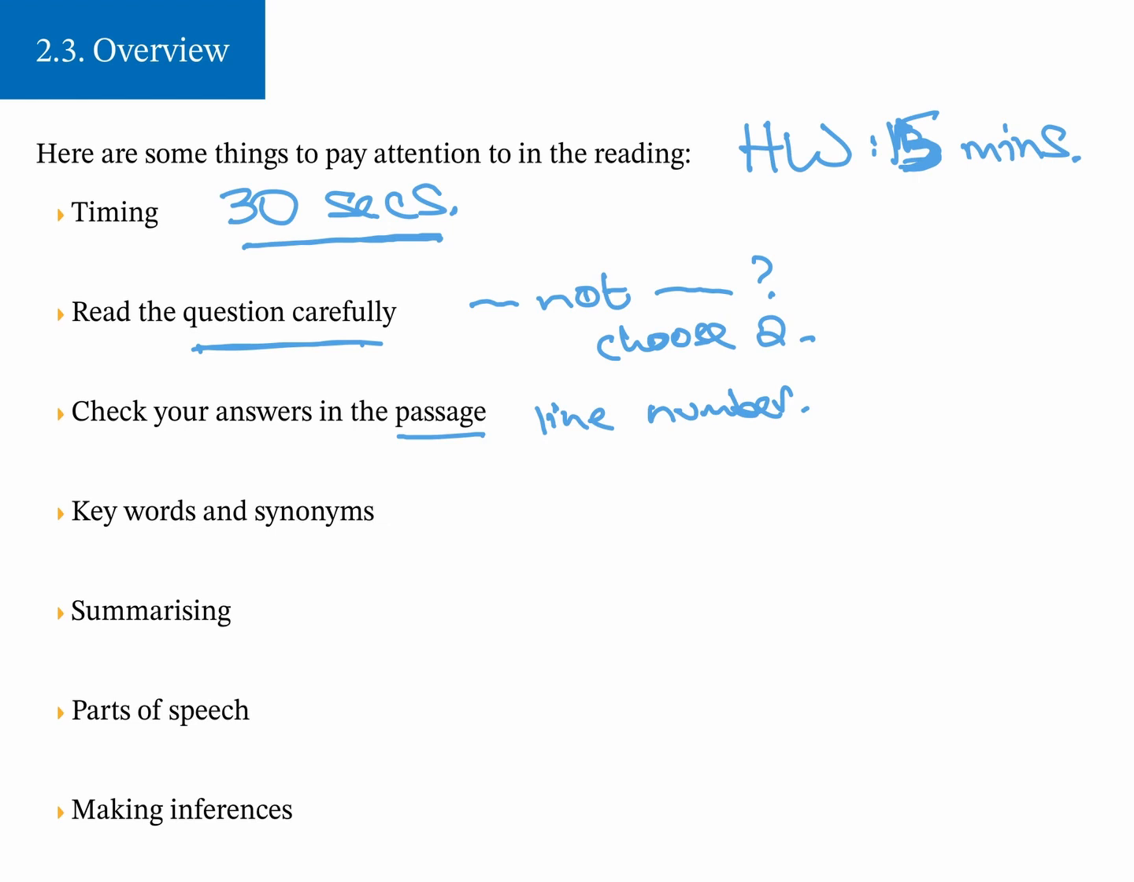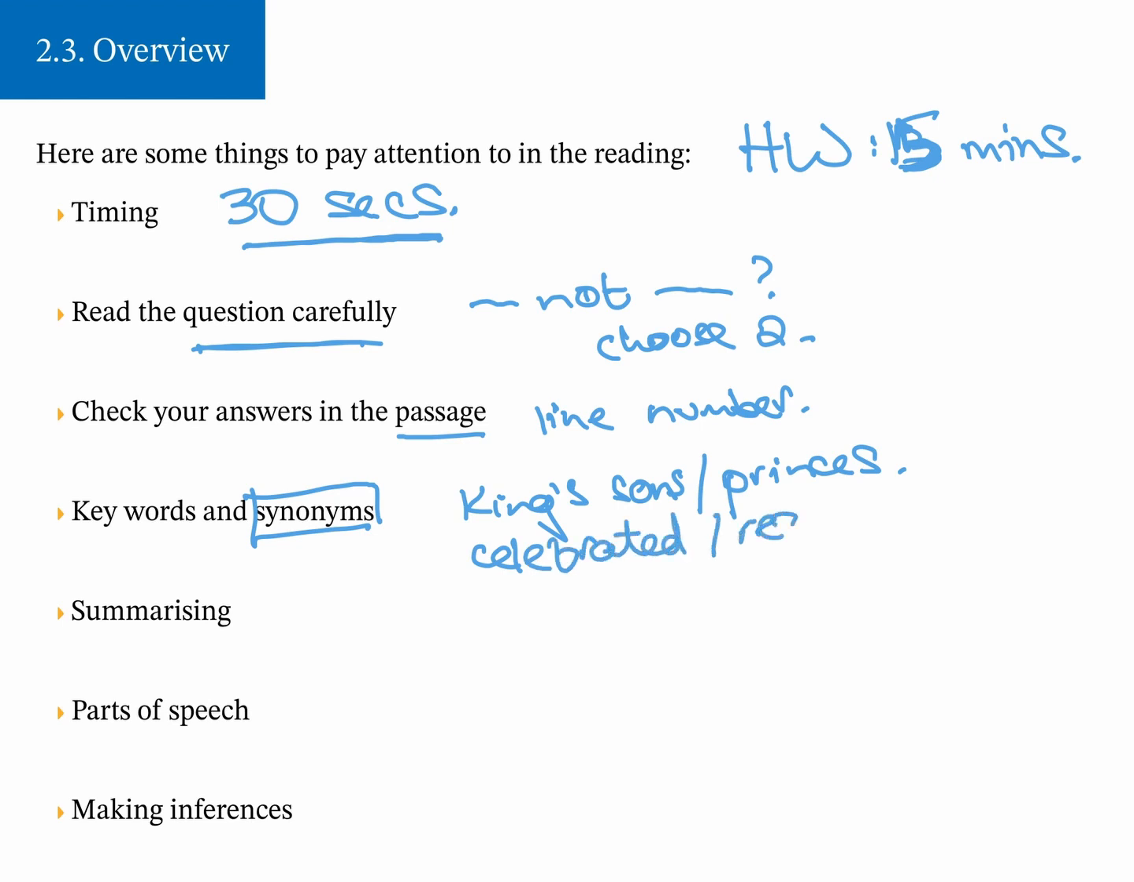So keywords and synonyms, we looked at this, of course. Remember that you might not find the exact same word in the reading as you get in the questions. So, for example, we saw this, king's sons. We also saw princes, celebrated instead of respected. So you're going to see different words, but with the same meaning.